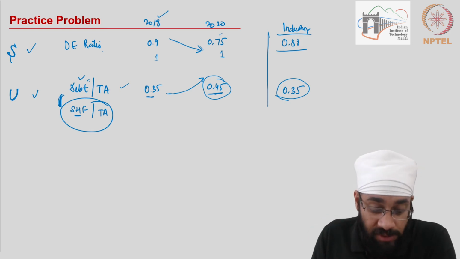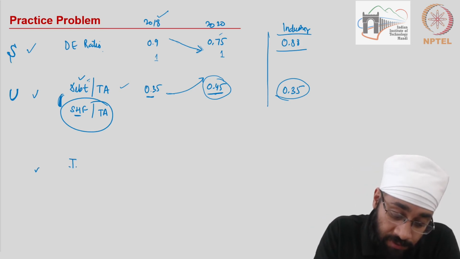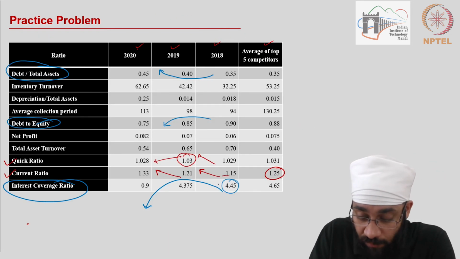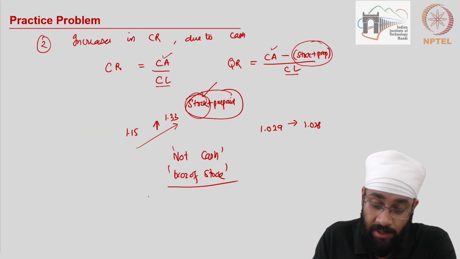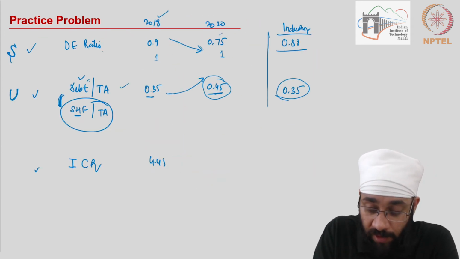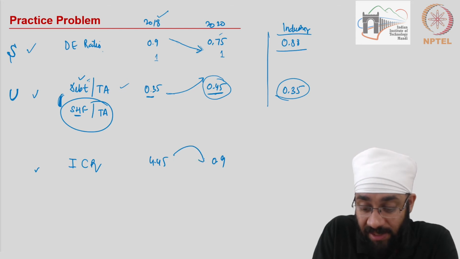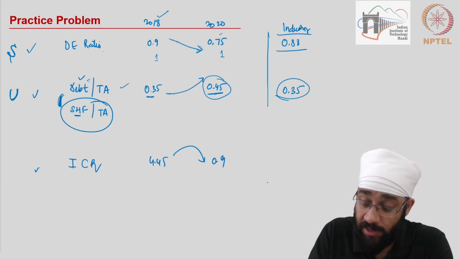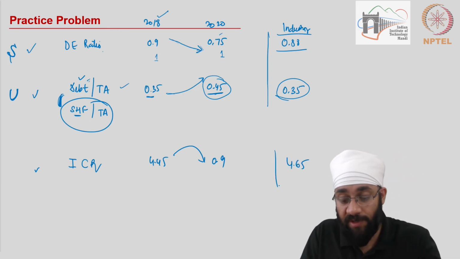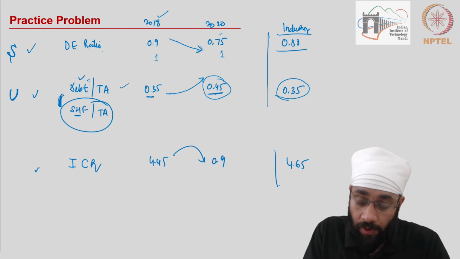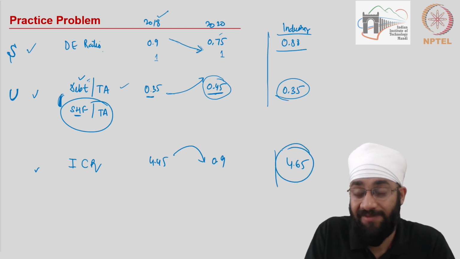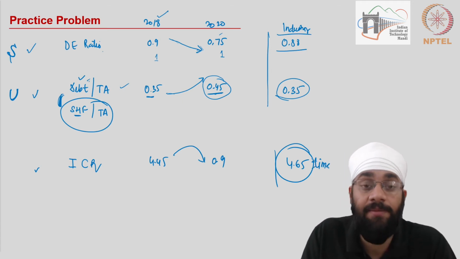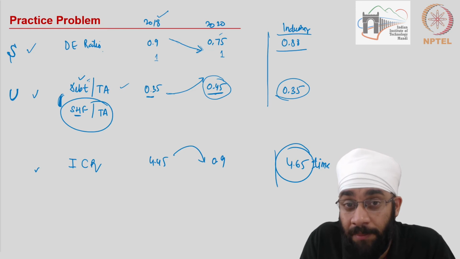Now let's look at the third ratio, which is the interest coverage ratio. What is interest coverage ratio? From 4.45 we drop to 0.9. So 4.45 to 0.9 is a very serious drop, compared to the industry average of 4.65. All the top 5 competitors are maintaining 4.65 times. They have earnings which are 4.65 times the interest amount which is due to be paid.